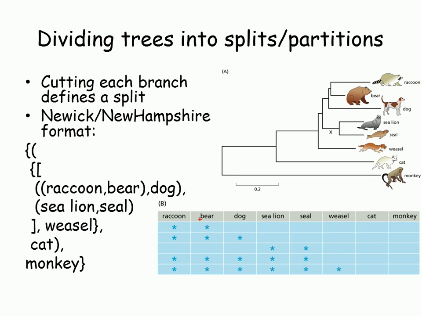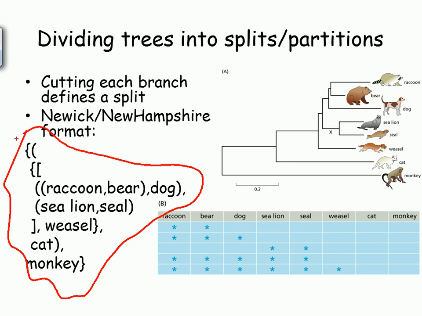Another format to show a tree is this parenthesized format, and this is the one that I'm going to use in the programming example, where you take the closest pair, let's say raccoon and bear, and you parenthesize it. Okay, you separate it with a comma and you put it in parentheses, and then you take the next class that is merged, and you wrap it with parentheses.